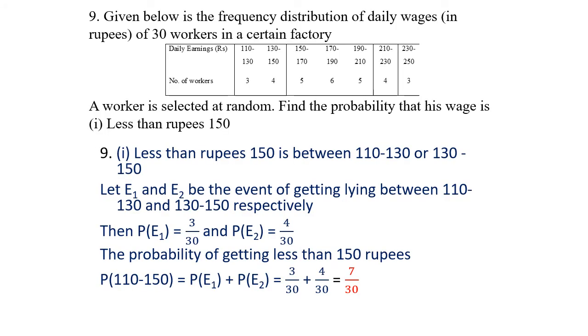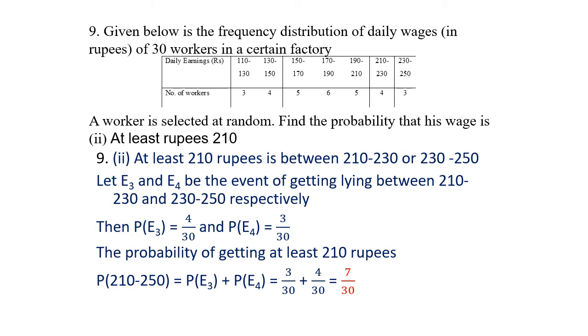Given below is the frequency distribution of daily wages. You can see the table of the daily wages. Find the probability that the wage is less than 150 rupees. Less than 150 rupees means only two possibilities: either 110 to 130 or 130 to 150. So let E1 and E2 be the events. P of E1 is 3 by 30 and P of E2 is 4 by 30. So the probability of getting less than 150 is the sum of both, that is 7 by 30.